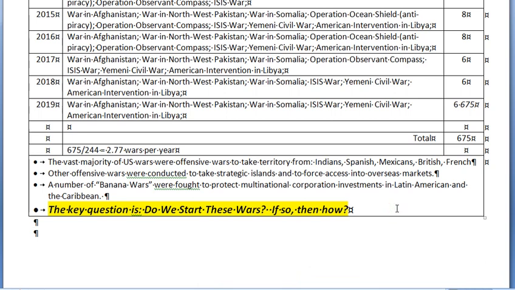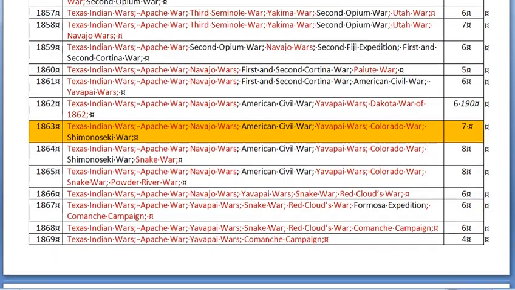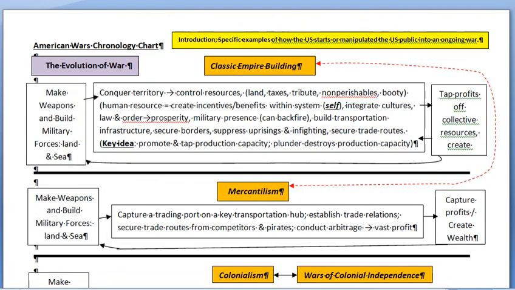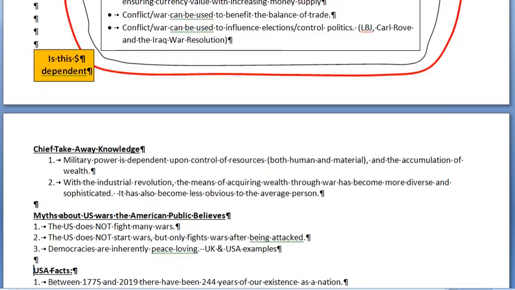Now, another thing I want to do is, here's a key question. Do we start these wars? Right? Is America really the peace-loving nation? Well, we're dispelling the myths here. This myth is not true, that we don't fight many wars. We're fighting wars all the time, right?